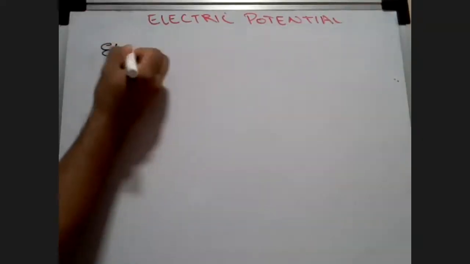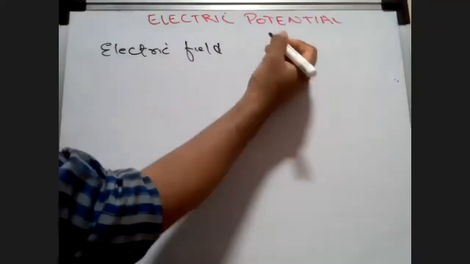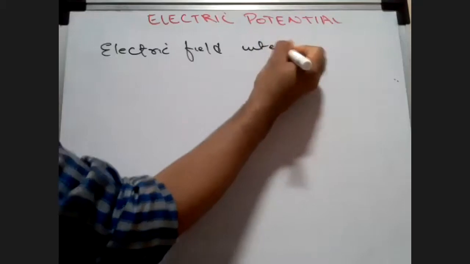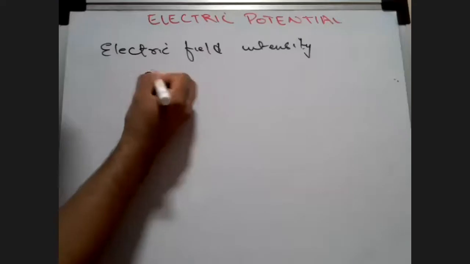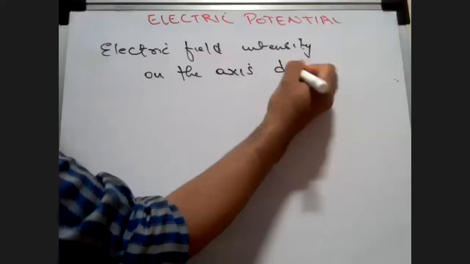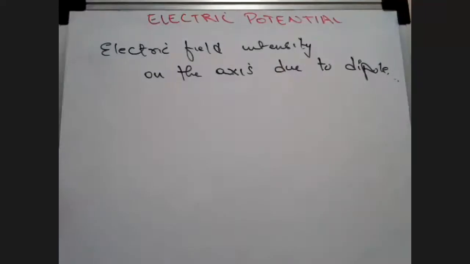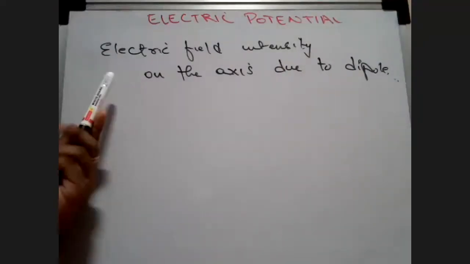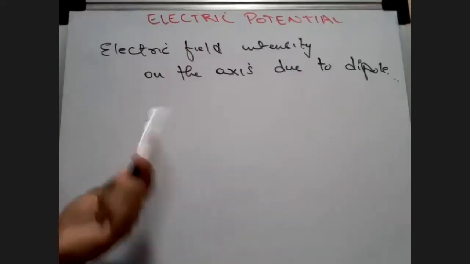This is a good example, and this is, by the way, in your textbooks: electric field intensity on the axis due to a dipole. Simply it's stating that I have to find out the electric field at a point which is on the axis due to the dipole.